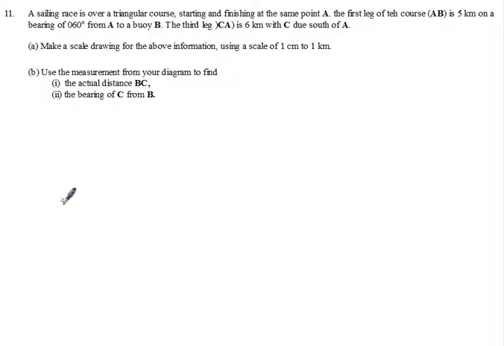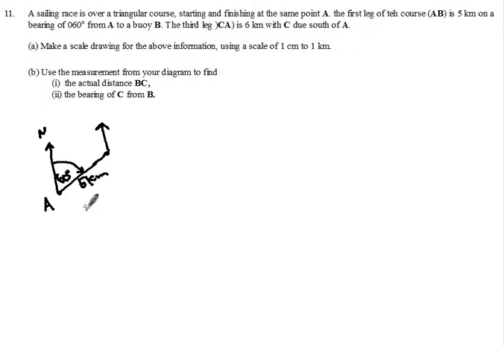Now, the journey of the boat is A, B, C. It starts at A and it ends at A. So just make the point A first. It's going to move from A to B. Let's say that is the north line. So this angle is going to be 60 degrees because the bearing was 60 degrees. And let us call this point here B. That's the north line from B. And the length of this leg of the journey is 5 kilometers.